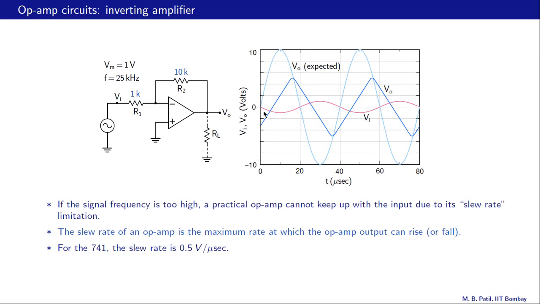This happens because the rate at which the output is expected to rise is higher than the slew rate, and therefore the op amp cannot really keep up with that. So this is definitely a limitation in practice, and we should be aware of that. What it means is we cannot use the inverting amplifier at arbitrarily high frequencies. If our input frequency is higher and there is an op amp available with higher slew rate, then that may be a solution. Otherwise, we have to look for some other circuit.